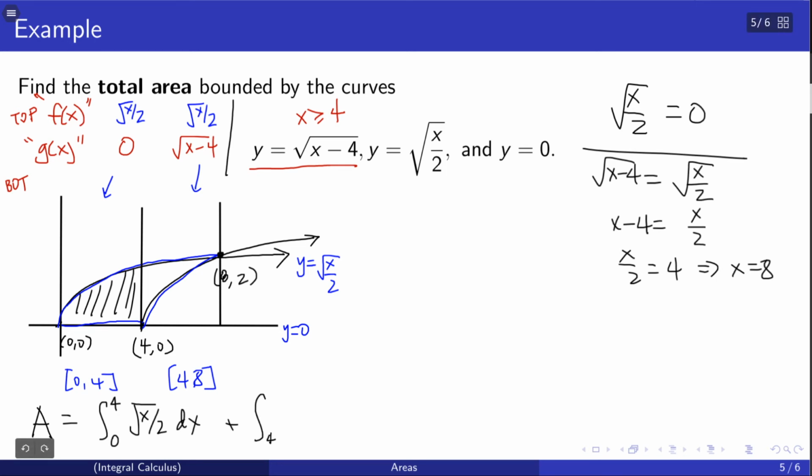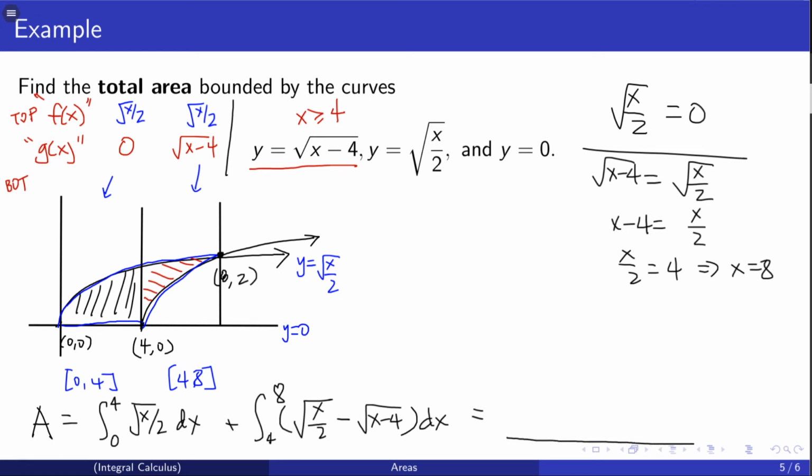But then we add the integral from 4 to 8 of now root x over 2, which is still your function on top. And let me just shade the region right here. But now the function on the bottom is the square root of x minus 4 dx. And now the area is the sum of these two integrals. Okay, so this is nice. Again, I won't evaluate the integral here anymore. I'll leave it to you to do for practice.